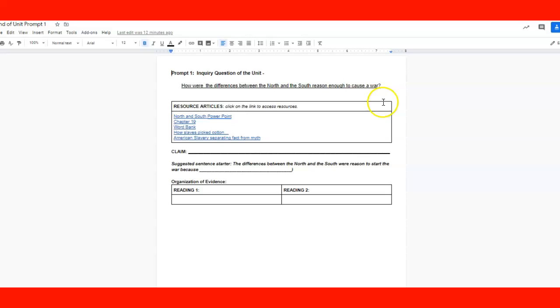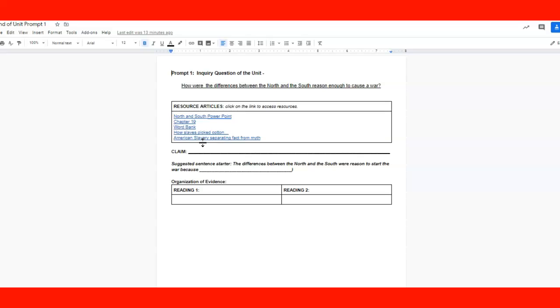So in this section, in this box here where it's called resource articles, we have taken all the reading material along with the PowerPoint presentation and linked it here in this document so that it's easy for you to find. So we basically took the resources and said, these are the resources that are going to help you find the evidence to answer this question. And you can click on any one of them and it will take you directly to it.